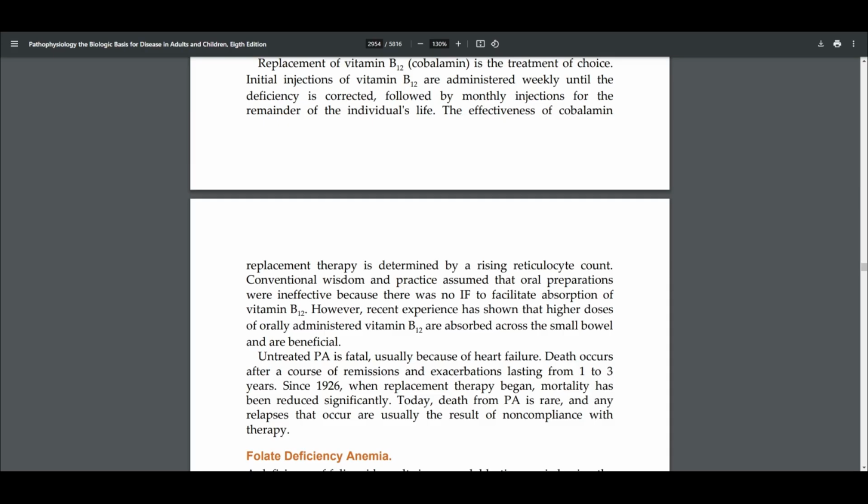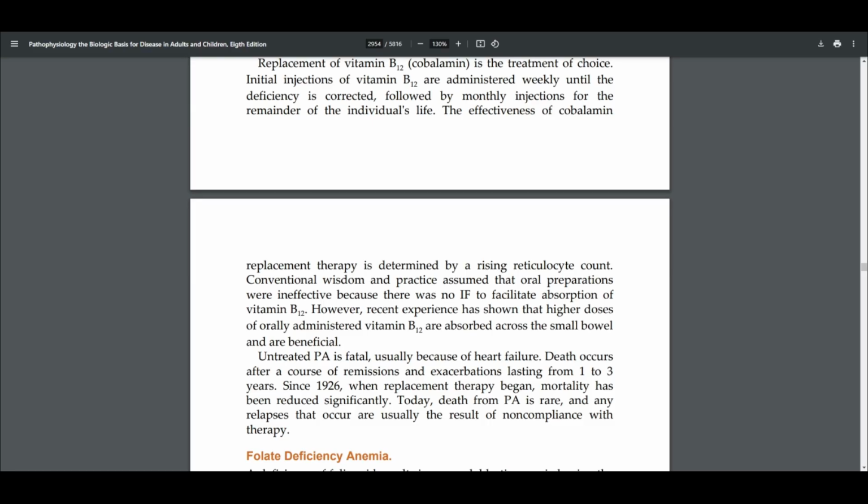Conventional wisdom and practice assumed that oral preparations were ineffective because there was no IF to facilitate the absorption of vitamin B12. However, recent experience has shown that higher doses of orally administered vitamin B12 are absorbed across the small bowel and are beneficial. So you can do initial oral treatment as well.